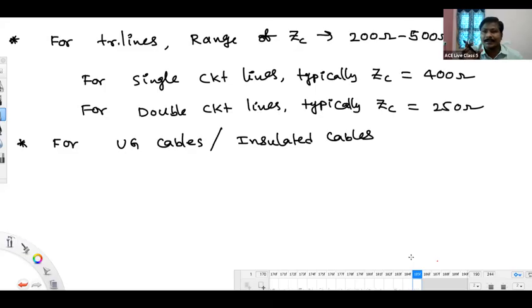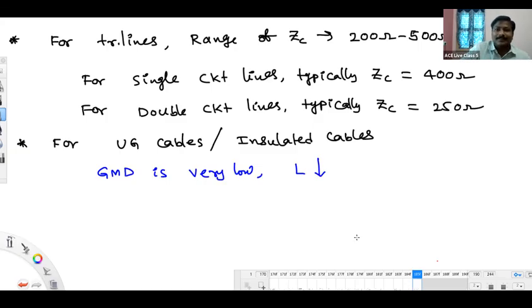The distance between the conductors will be negligibly small. If that's the case, GMD is a very low number. If the GMD is a very low number, inductance will be very low, na? Inductance value will be very low. Not only that, capacitance value will be very high. Inductance is low, capacitance is also high.